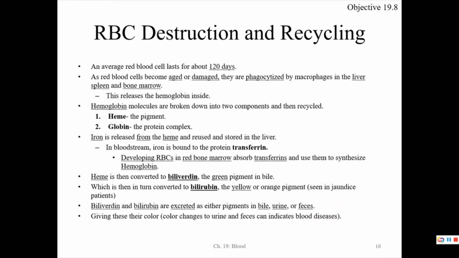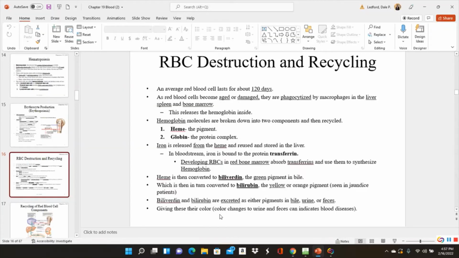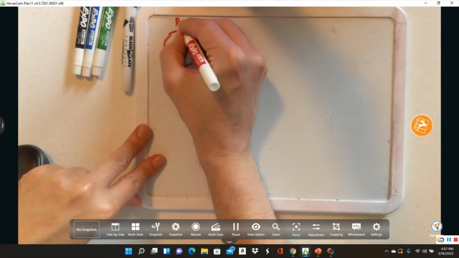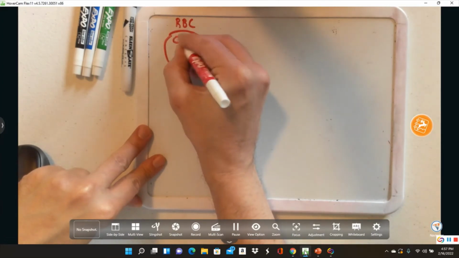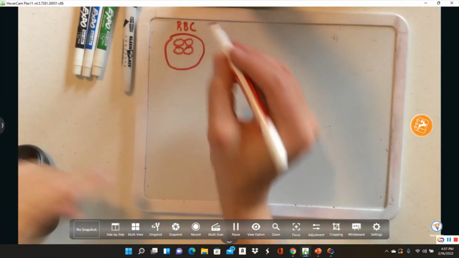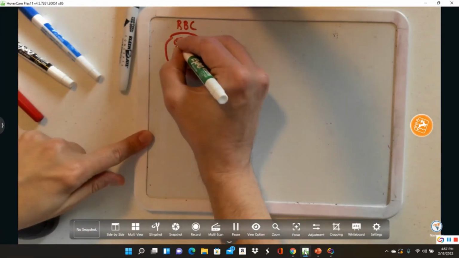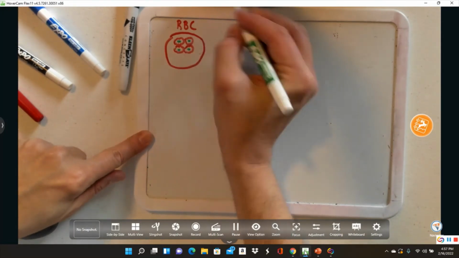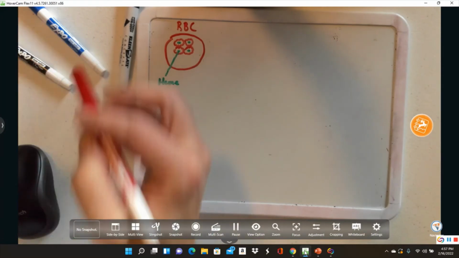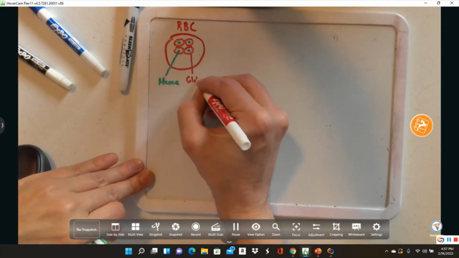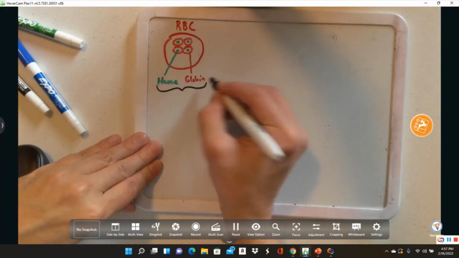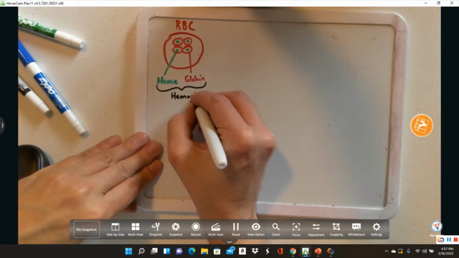Now, they live about 120 days. And let's talk about what happens. Let's say I've got a red blood cell. Here's an RBC. This RBC is going to have a bunch of this protein called hemoglobin in it. We're going to talk about this hemoglobin in a little bit. This hemoglobin contains something called heme and something called globin, the globular protein. Combined, this is called hemoglobin.